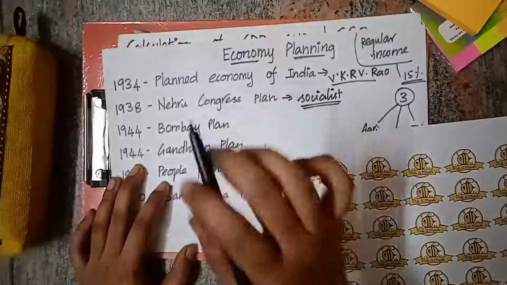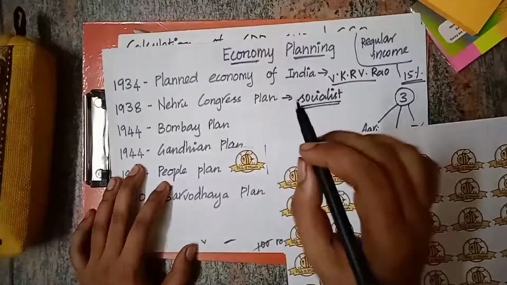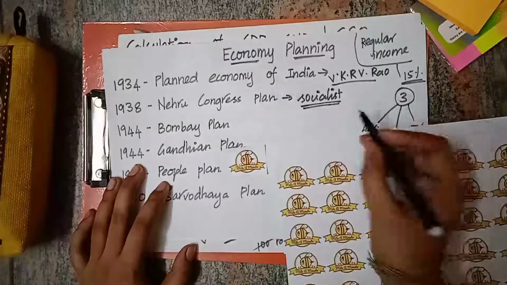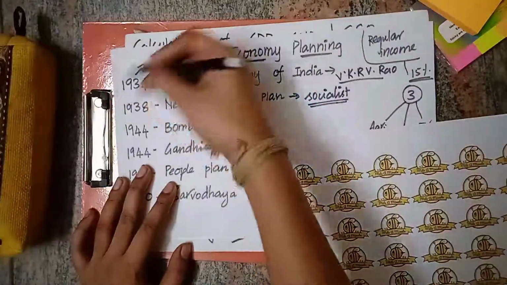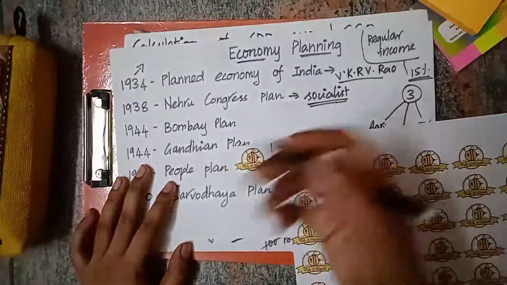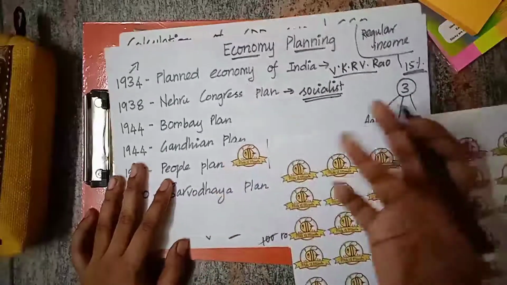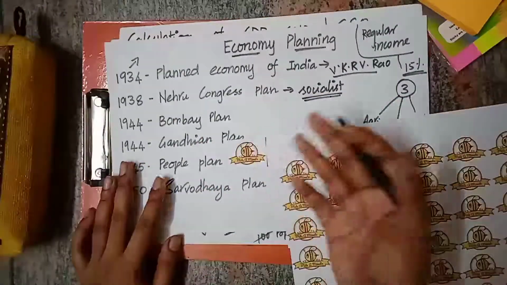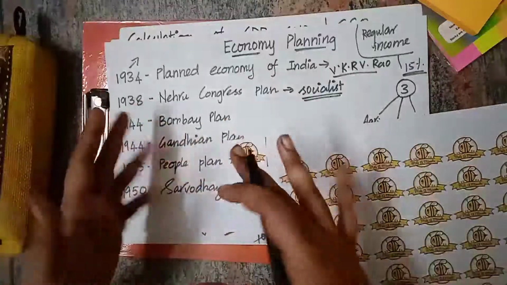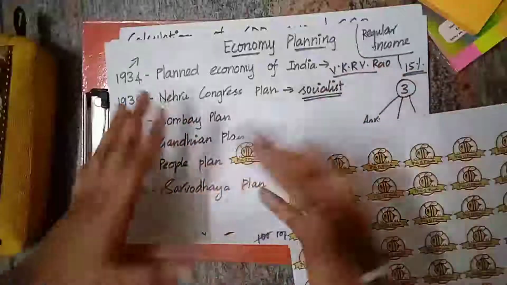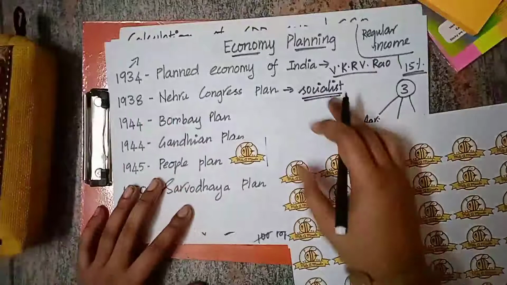So in the 1938 Nehru Congress Plan, they had a thought of taking the Indian economy in the form of a socialist economy. These are the things discussed before independence. Before independence we didn't know whether to take our economy in a capitalist or socialist form. We had a confusion, so there were many suggestions by our forefathers. That is what we are discussing.